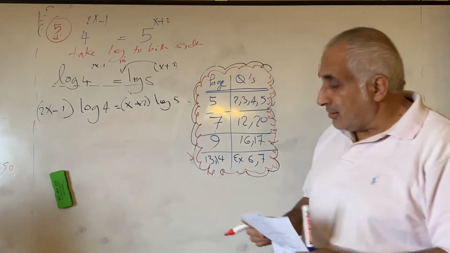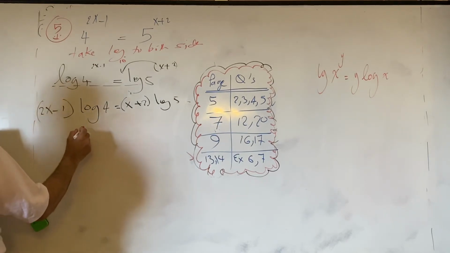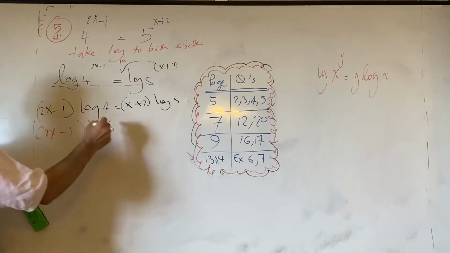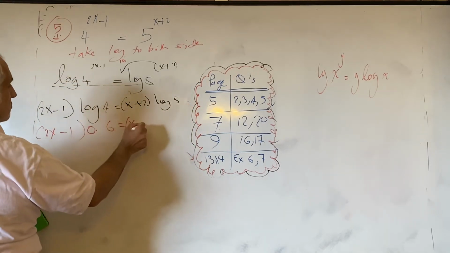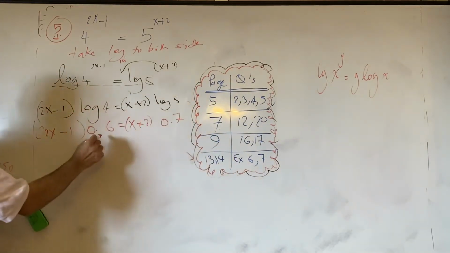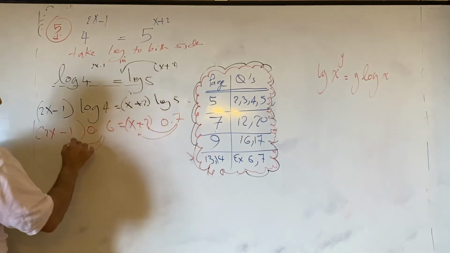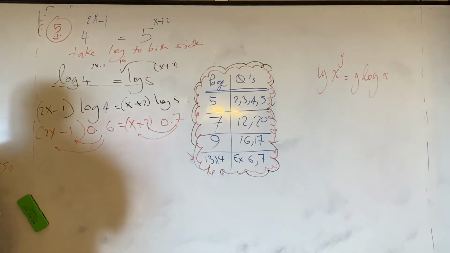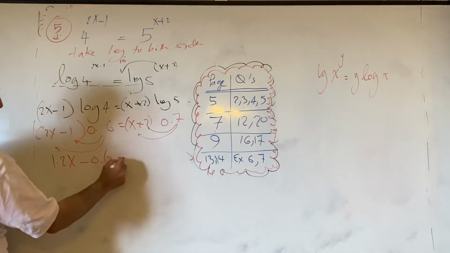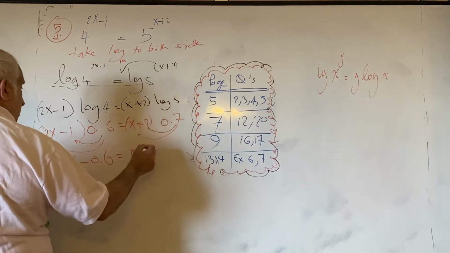If you have a calculator, I can tell you that log 4 is what? 0.6 roughly. And how about log 5? Roughly 0.7. You all are good. You expand the bracket. Expand the bracket. I don't believe you have a problem. All right? So when you multiply this one out, 1.2x minus 0.6 and 0.7x plus 1.4.